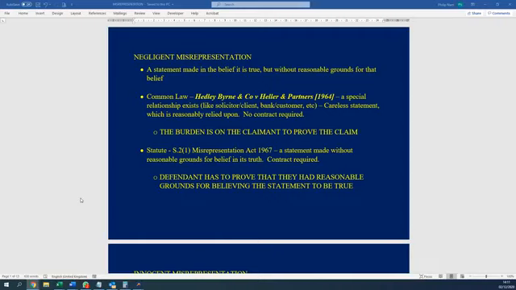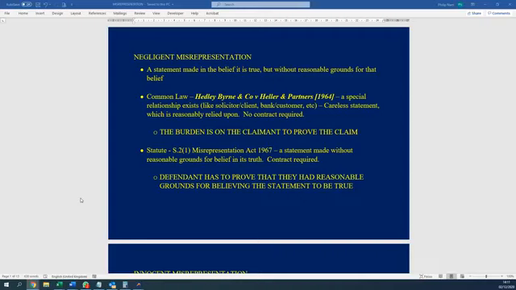So between a bank and customer, in this case there was no contract, and the claimant relied upon the bank's representation. And if common law negligent misrepresentation is to be relied upon, then it's for the claimant to prove the claim. The other alternative is to rely upon Section 2(1) Misrepresentation Act 1967, and again that's a statement made without reasonable grounds for belief in its truth.